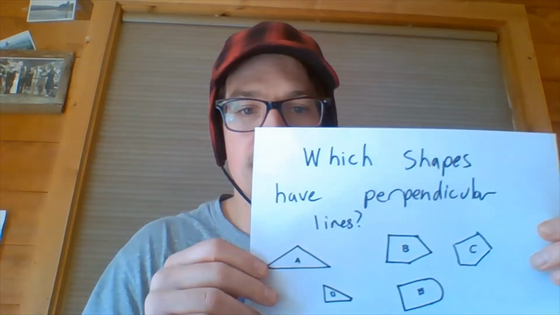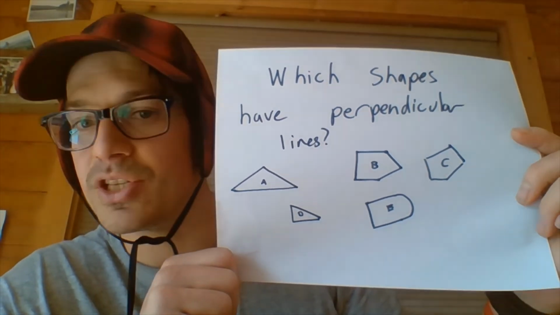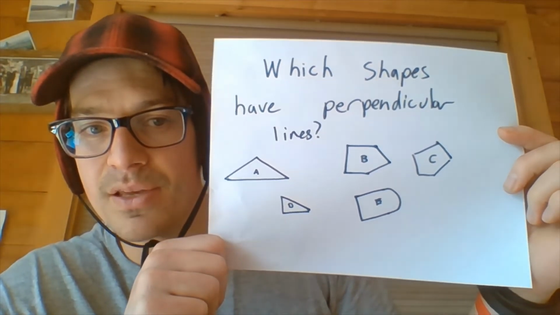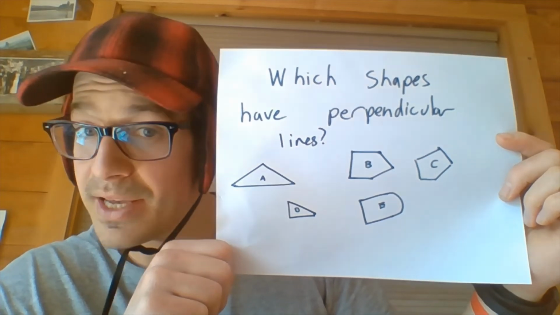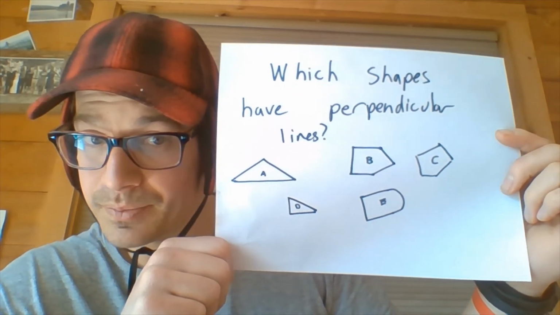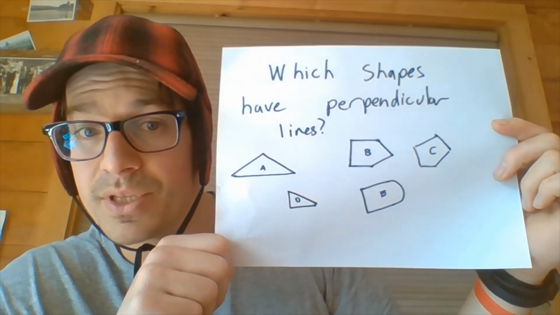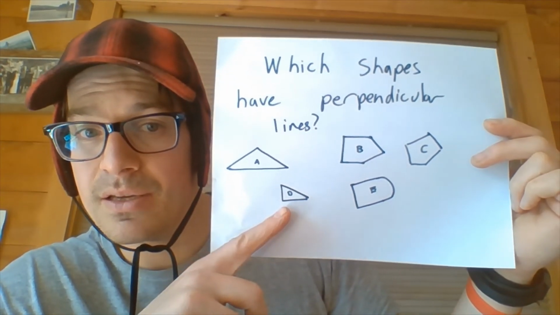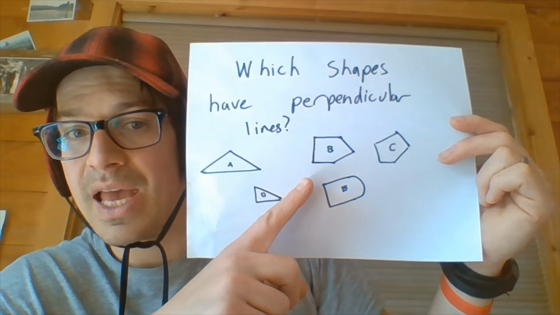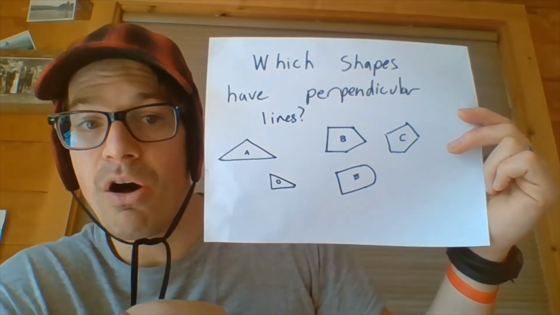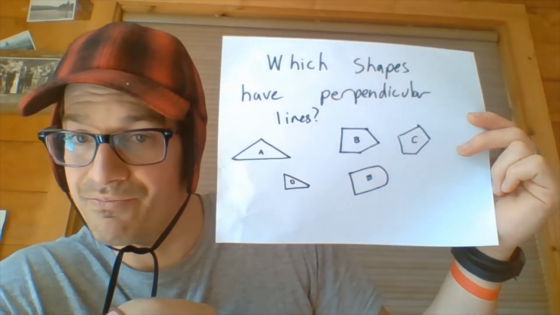I have one set of questions for you just to look at. You can practice this real quick here. It says, which shapes have perpendicular lines? These are ones you'll see in your review packets. Which ones have perpendicular lines? Pause it, look at it. All right, if you pause your video, you can see that B and E have perpendicular lines. The other ones do not. That's your quick quiz.